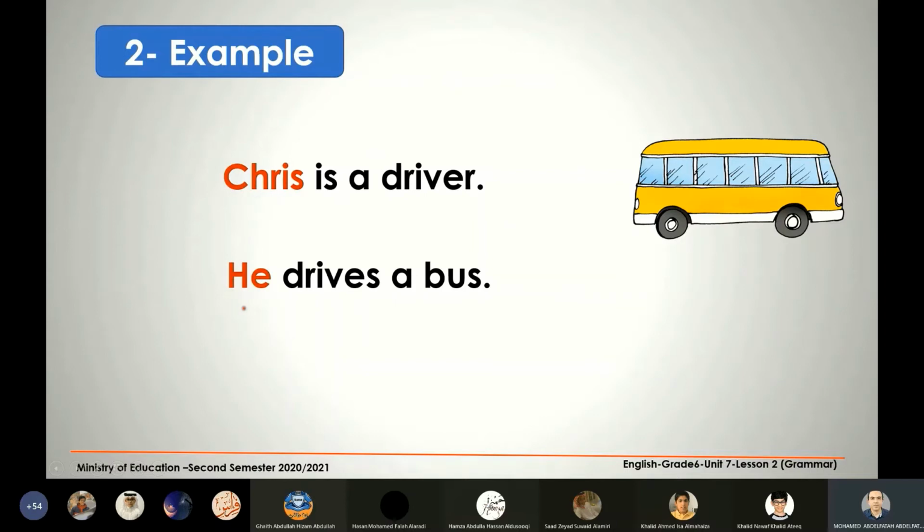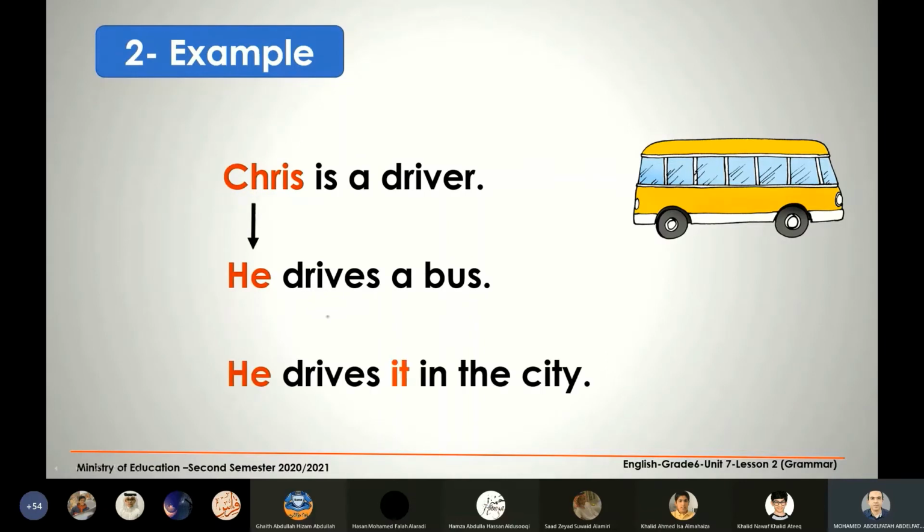You can replace the subject of the sentence with a pronoun. The pronoun here is he. Chris and he refer to the same person. Okay? So, Chris and he. Chris is the subject and he is. Here, students, I have a question. He is a real subject or a pronoun?